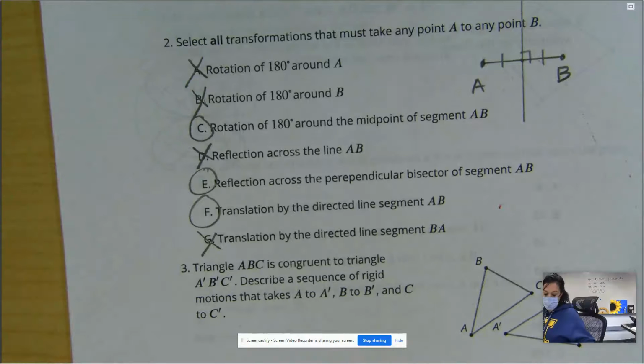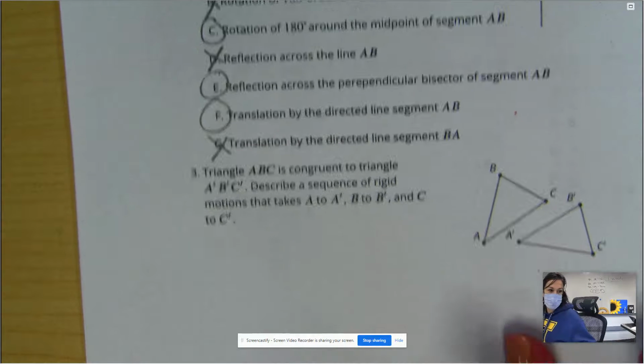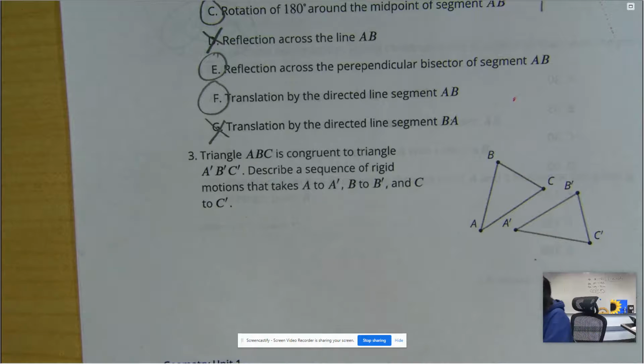All right, number 3. Triangle ABC is congruent to triangle A prime, B prime, C prime. Describe a sequence of rigid motions that take A to A prime, B to B prime, and C to C prime. Just like number 1, you've got to figure out a way.